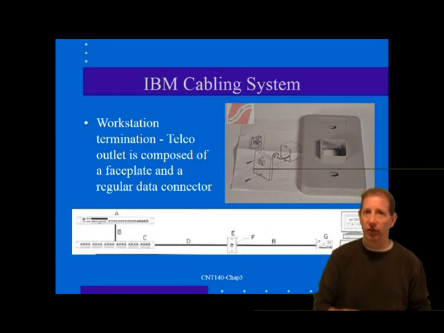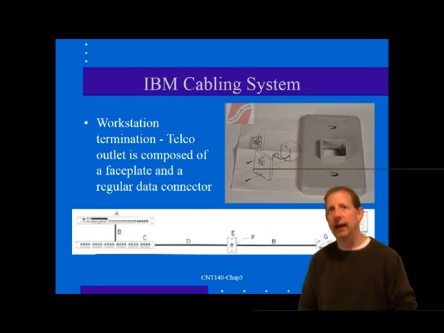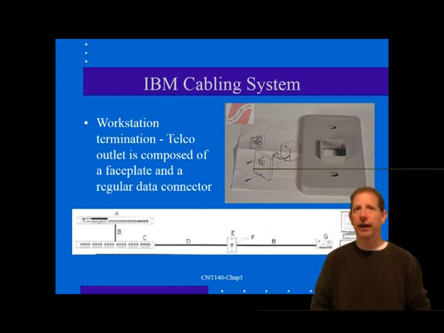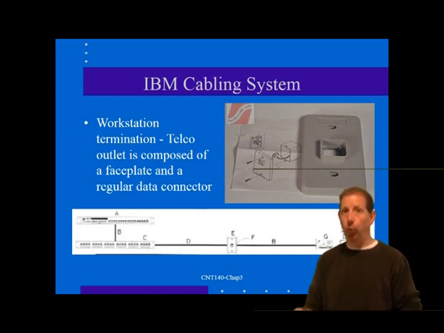At the workstation location, the telecommunication outlet is composed of a faceplate and a regular data connector, which terminates the station wire. Type 1 wire terminates in a single data connector, while Type 2 wire terminates in one data connector and one telephone jack connector. Both connectors are designed to clip into the faceplate.